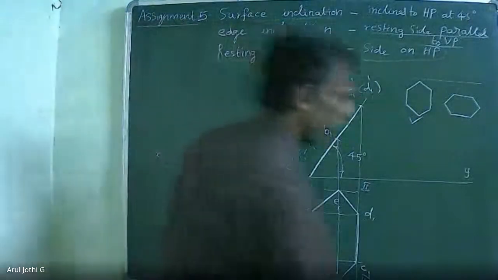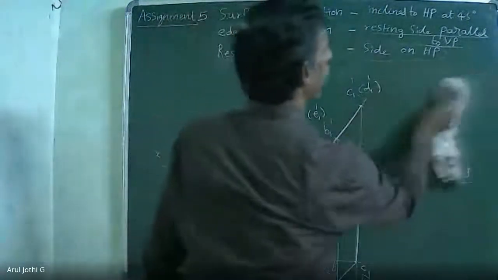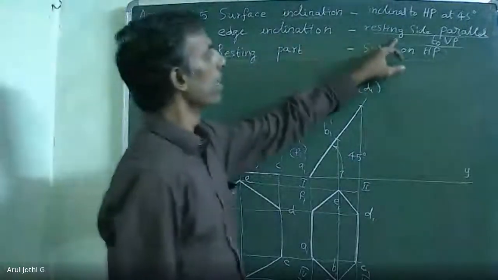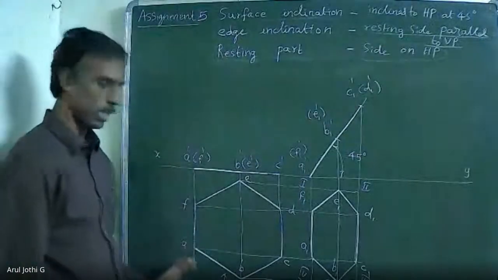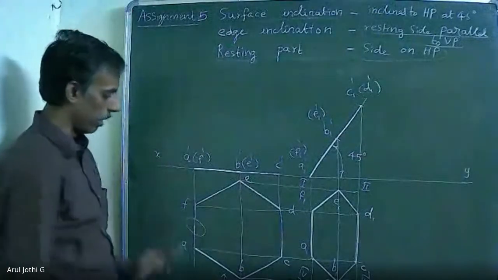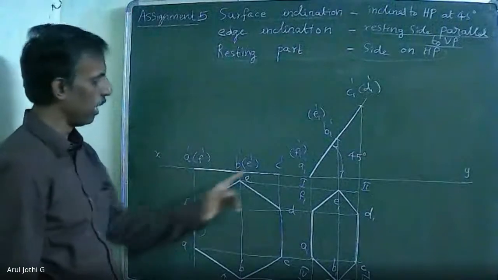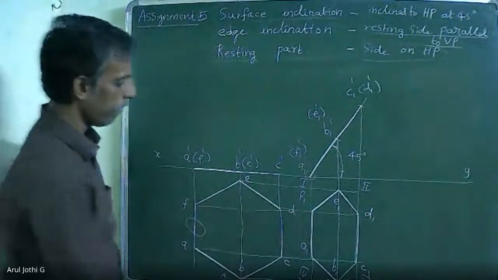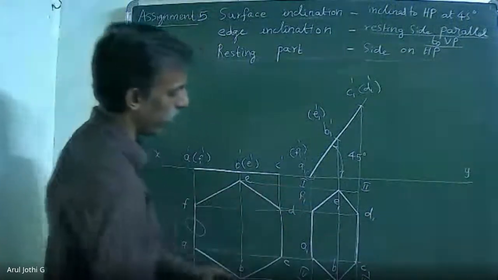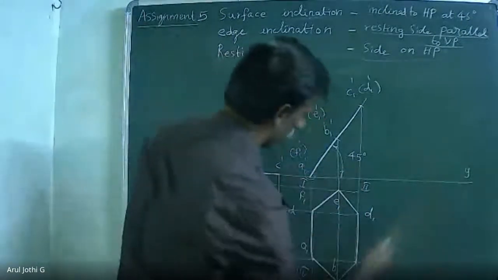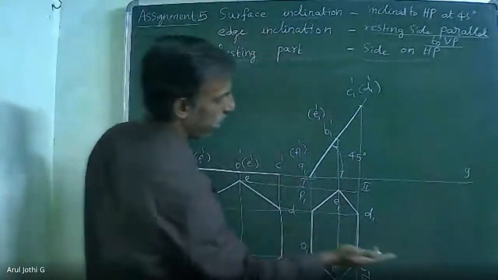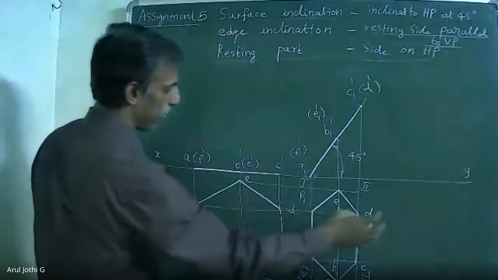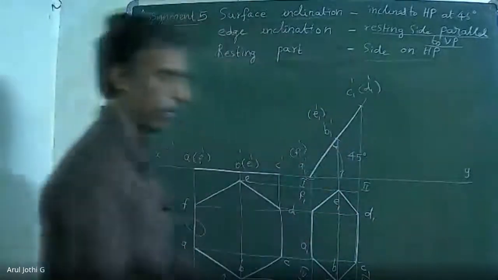Now what are the conditions given? The resting side is parallel to VP. Now which one is the resting side? Whatever the side you are going to give at the initial position. This AF, side A1 F1, is lying on HP. So when you rotate this top view, I am going to rotate it through 90 degrees in such a way that this A1 F1 is parallel to VP or parallel to the XY line. I am going to rotate this top view through 90 degrees. That's the condition given.